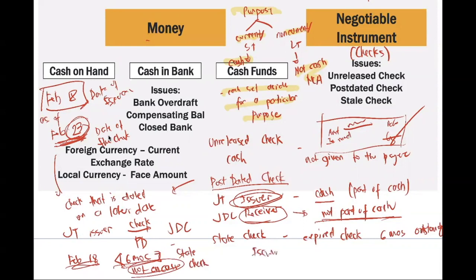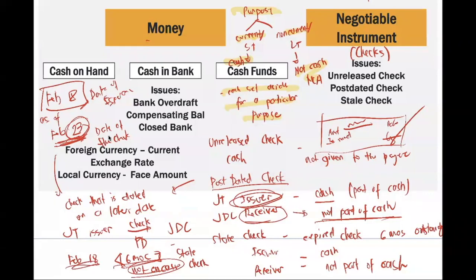On the part of the issuer of the check, that stale check will be part of cash. But on the part of the receiver, it is considered not part of cash. Okay? So this is a stale check. It is considered an expired check, meaning it is already outstanding for 6 months. If it's outstanding for 6 months, what do we do? We don't place it as part of cash on the part of the receiver. On the part of the issuer, it is considered cash.